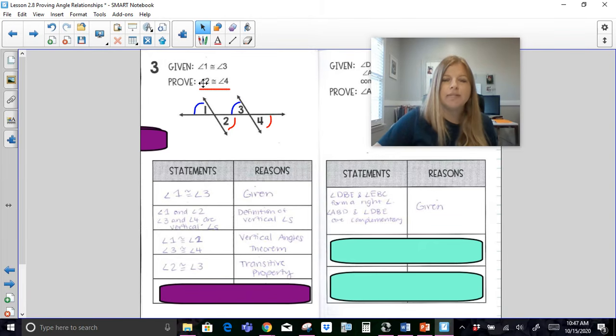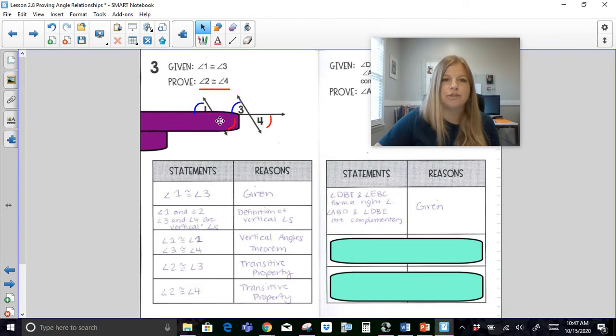Now what I want to prove is that angle 2 is congruent to angle 4. Well, let's take a look. Angle 3, we have listed here, is congruent to angle 4. So if angle 2 is congruent to angle 3 and angle 3 is congruent to angle 4, then I would be able to say that angle 2 is congruent to angle 4 also by the transitive property.